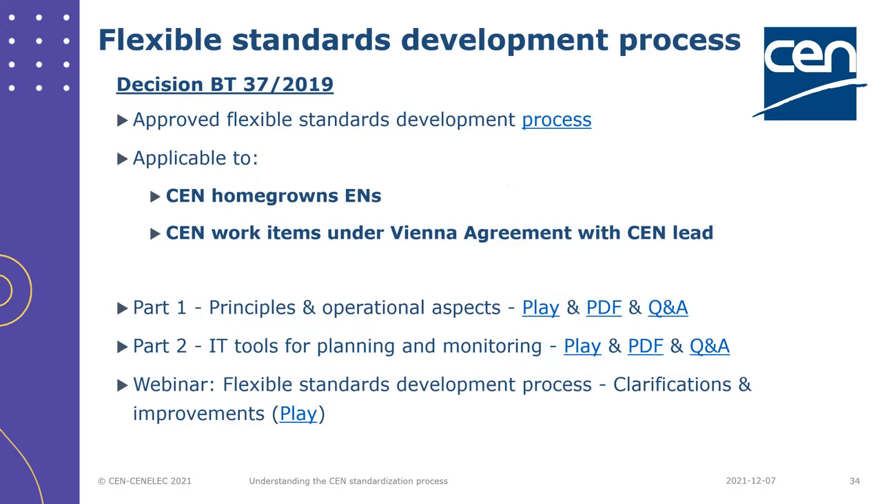Now I'd like to briefly talk about the flexible standard development process that is applicable as of April 2019. The BTs approved this new process that is applicable to CEN homegrown standards or CEN standards under the Vienna Agreement with CEN lead. This means that the flexible standards development process does not apply to CEN work items under the Vienna Agreement with ISO lead. So in this case, the ISO processes and timelines basically apply.